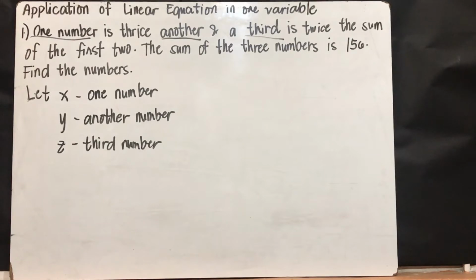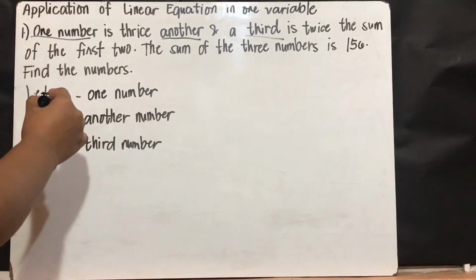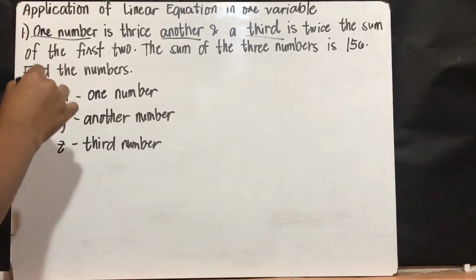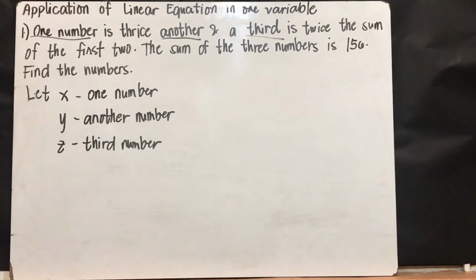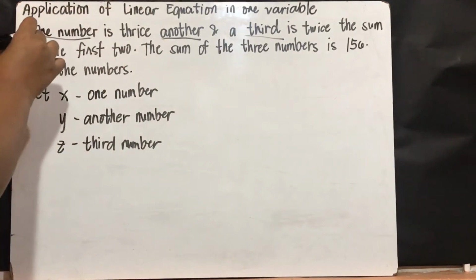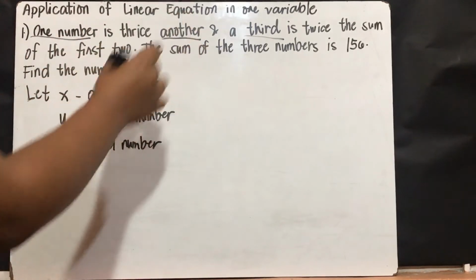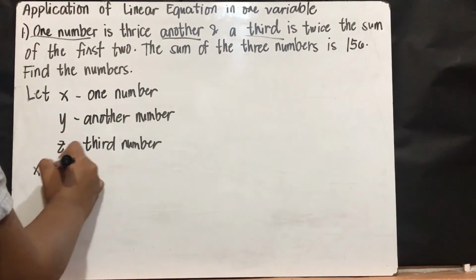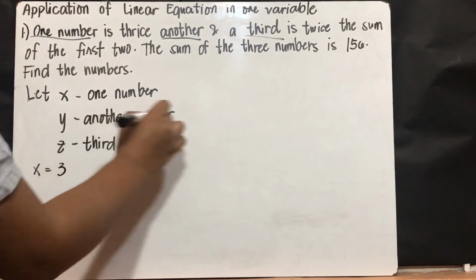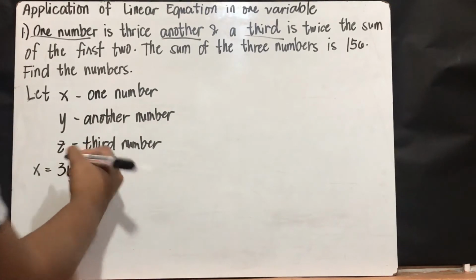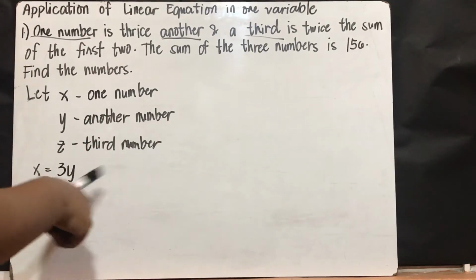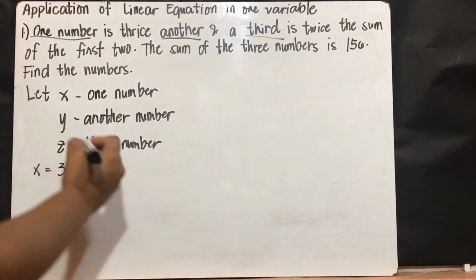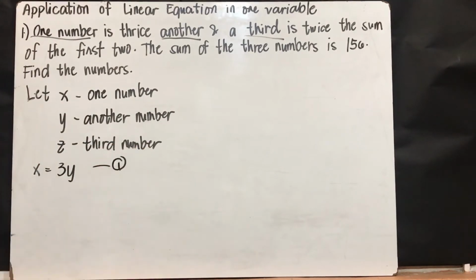The next thing we should do is to find equations from the word problem. For example, si x, maghanap ka ng equation ni x based doon sa problem. So, sabi dito, one number is thrice another. So, si x daw, si one number is 3 times that another number. So, 3y. So, x is equal to 3y. That is your equation number 1. Tama.